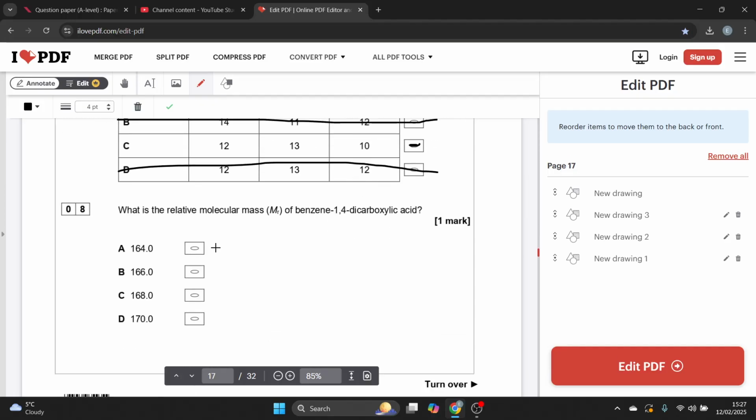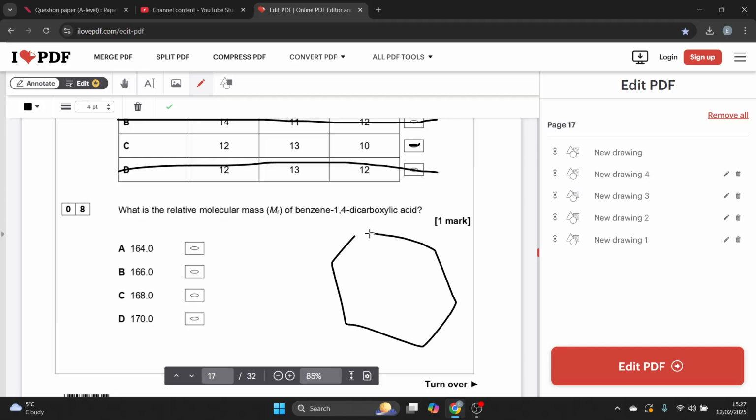So therefore it's going to be C. Question 8, what is the relative molecular mass of benzene-1,4-dicarboxylic acid? Benzene, and it's going to have COOH, on positions 1, 2, 3, 4, 5, 6, COOH. So what's it going to be? Is it going to be 72 plus 5 plus 12 plus 16 plus 16 plus 1 plus 12 plus 16 plus 16 plus 1.